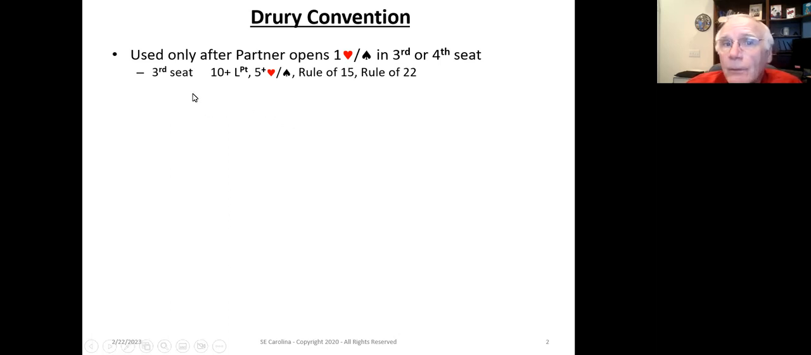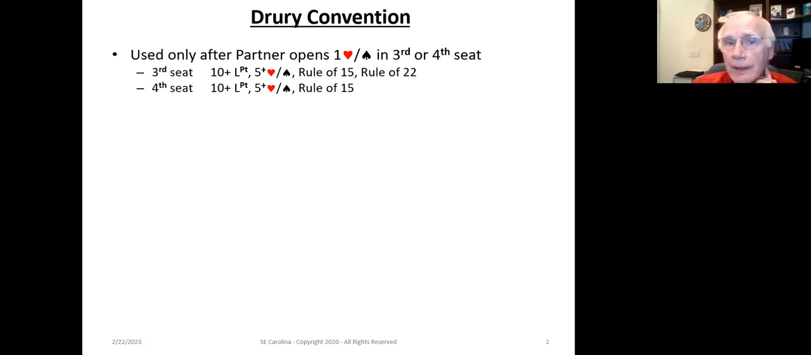Okay, in third seat, we're going to use the Drury. The third seat is going to open with 10 plus length points and 5 plus hearts or spades. And remember, the third seat, we typically will open light by a king. So that's why it's 10 instead of 13. And there are two rules that we use to determine whether we should actually open the hand: the rule of 15 and the rule of 22. Okay, so now there's some short video course lessons on those that are in section 3. So I'm not going to go through those.